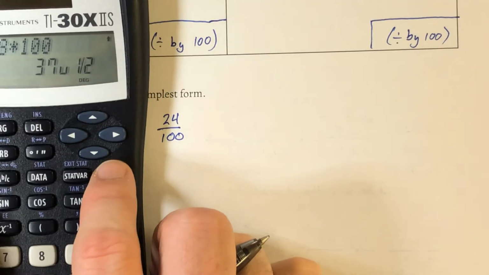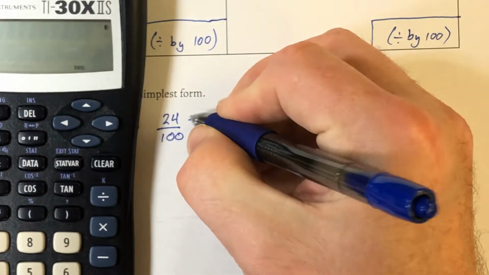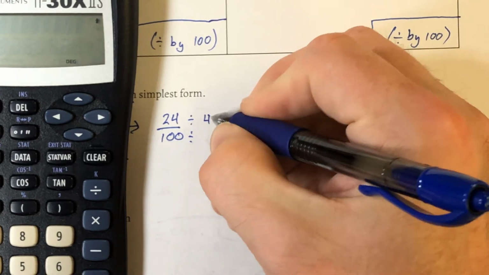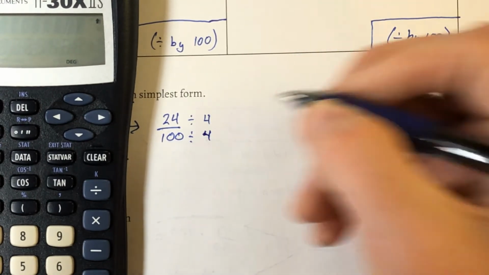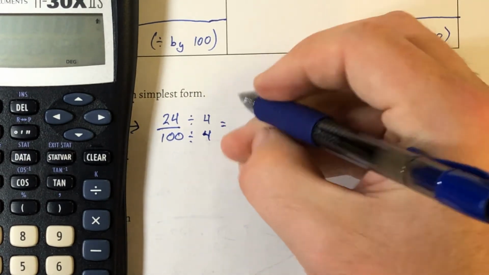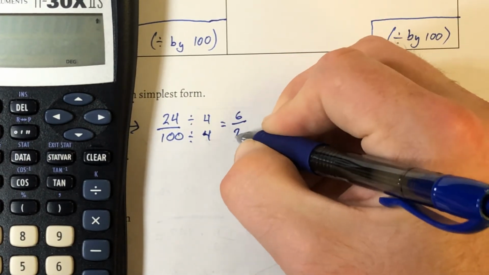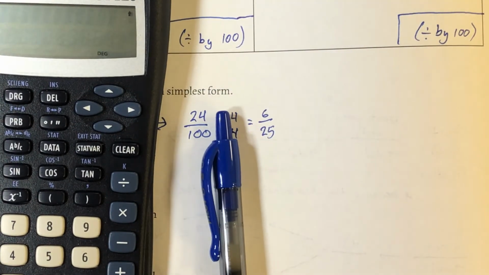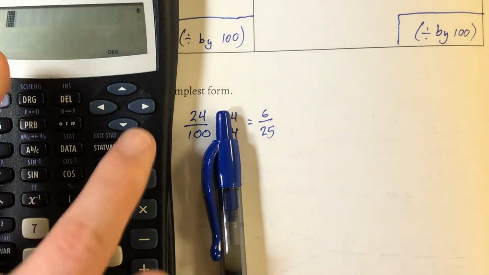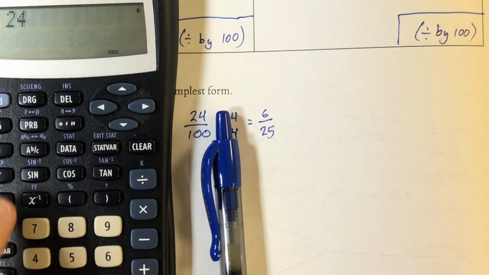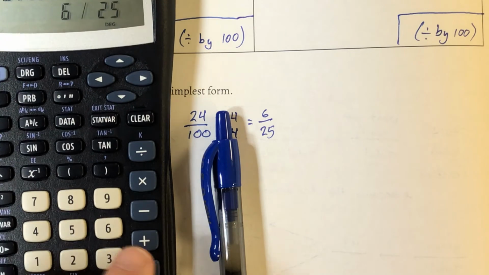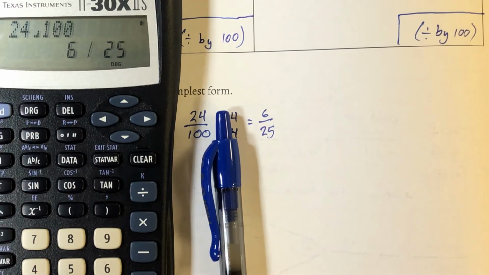Now, I could do this pretty easily in my head. I could divide by the GCF, which I know is going to be 4. 4 goes into 24, and 4 goes into 100. And I would get 6 over 25. Now, how would that look using a calculator? Well, I have my 24 100ths, which I would type in 24, ABC, 100, and then I push equals. That's it. It simplified it for me.